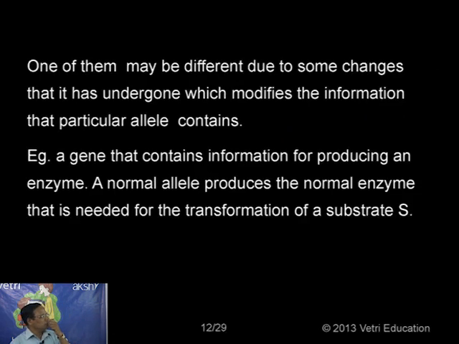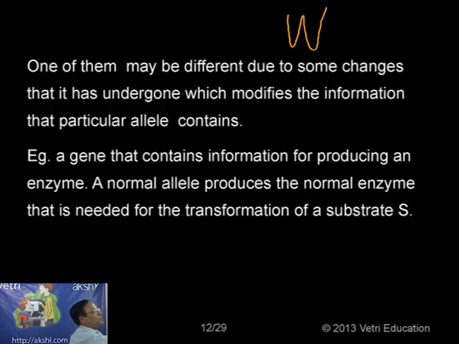Now, see that one I mentioned. Suppose I am taking capital W and small w for the flower color violet. So one of them may be different. You see that one, this is a different allele. This is a different allele due to some changes that it has undergone. This is because of certain factors, or because of mutation. As a result, the information originally contained in the normal allele has been changed here, because it underwent mutation.